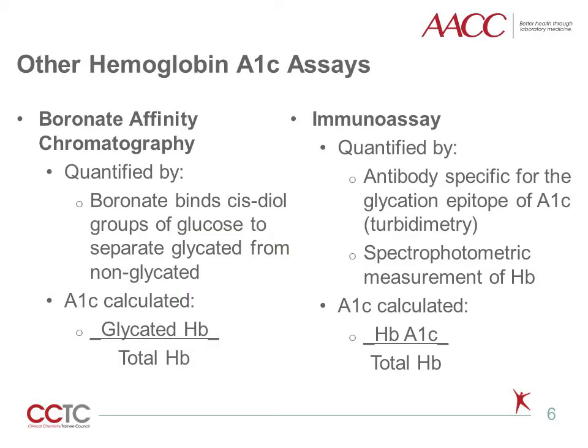As mentioned before, there are several other ways to quantify hemoglobin A1c. Boronate affinity chromatography works by utilizing boronate as the capture molecule, where it binds to the cis-diol groups of the glucose molecule. This isolates any glycated proteins, including hemoglobin A1c, but can also include glycated albumin, for example, and other proteins. Chromatography is then used to resolve the 2 fractions, and hemoglobin peaks are identified spectrophotometrically. The peak ratios are used to estimate the ratio of glycated hemoglobin to total hemoglobin.